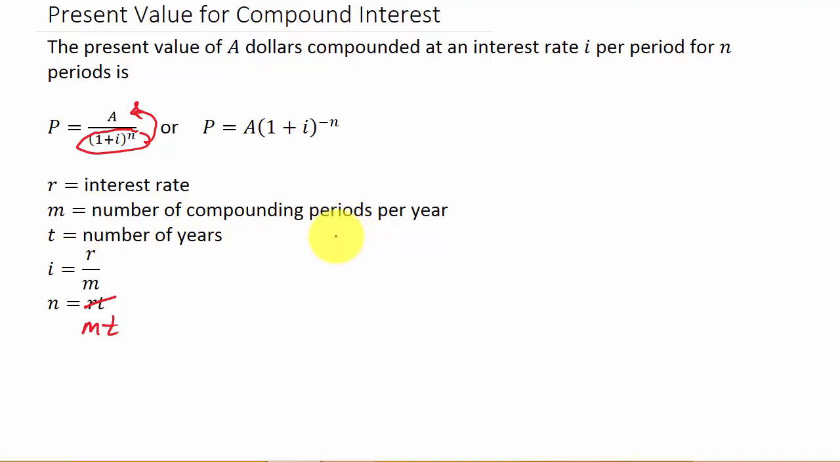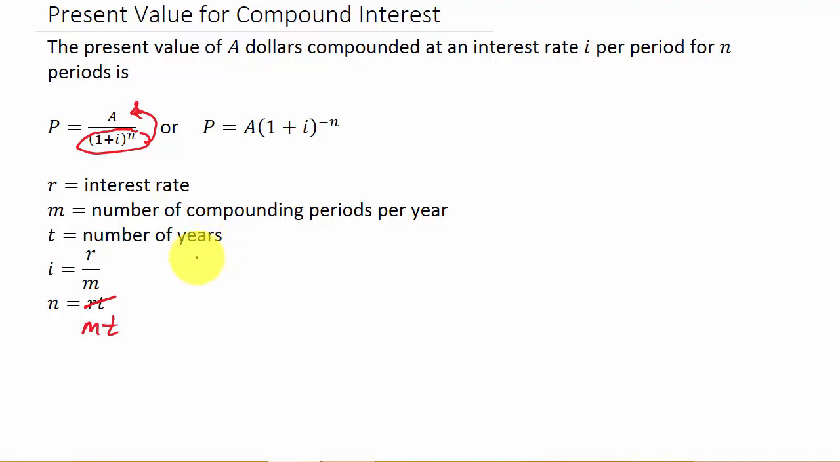So m is the number of compounding periods per year. If it's compounded annually, m would be 1. Semi-annually, m would be 2. Quarterly, m would be 4. Monthly, m would be 12. Daily, m would be 365. And then t is the number of years.